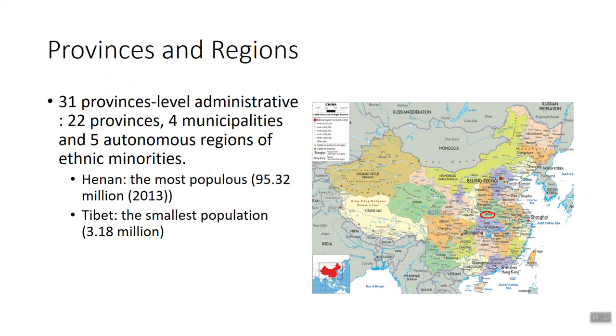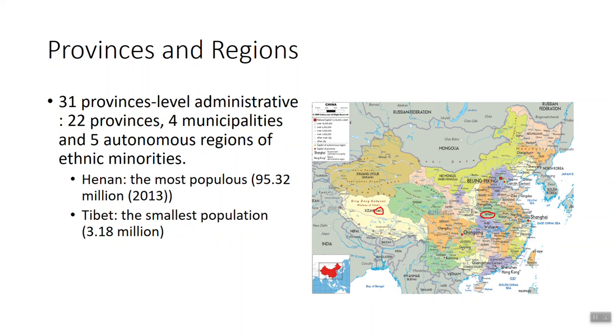And the smallest population is located in Tibet, which is here. We also call it Xizang in Chinese, and they only have 3.18 million people. But if you look at the size, Tibet is much larger than Henan. Why did this happen? It's related to what we explained at the very beginning: the Tibetan steppes have a very high altitude. It's really challenging for human beings to live in those areas, and they also don't have good conditions for growing crops, which is not helpful for agriculture.